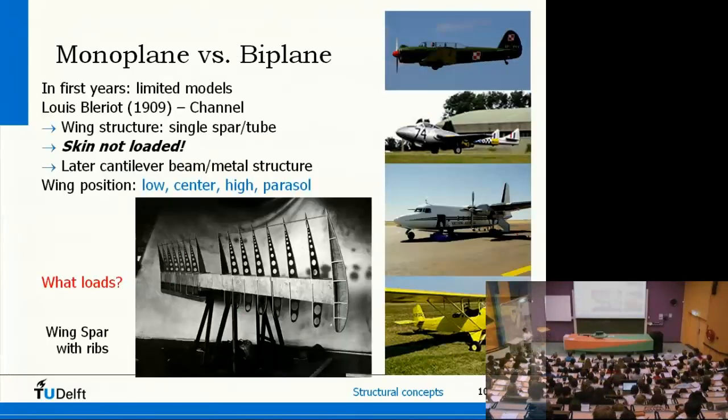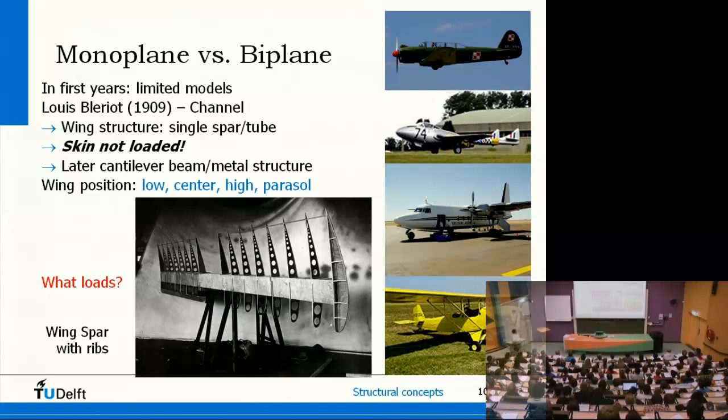Later we went to monoplanes, because then we got stronger materials and better concepts in building wings. And you see here a number of wings, a lower wing, a wing at the center section, and a higher wing, and even a wing which is more or less floating over the fuselage, a so-called parasol situation.